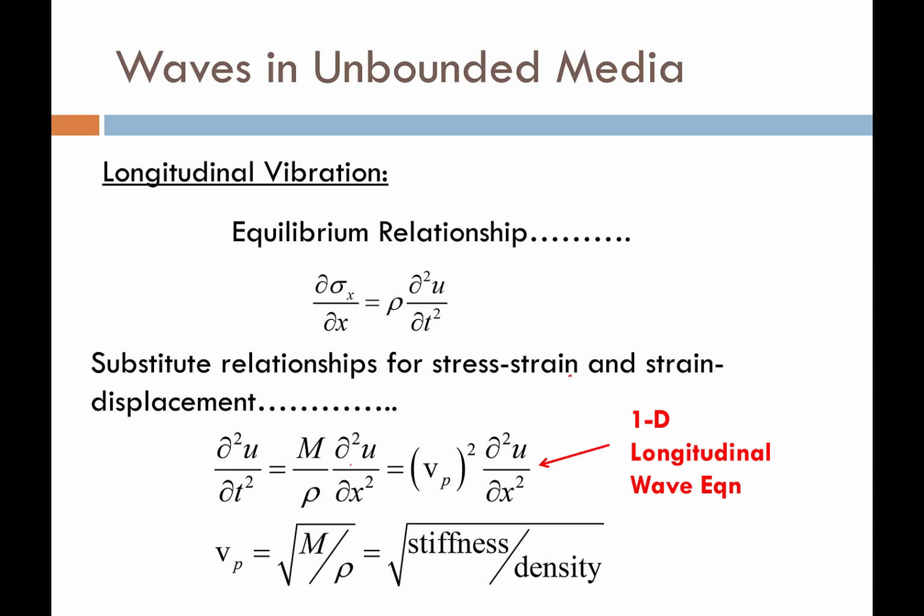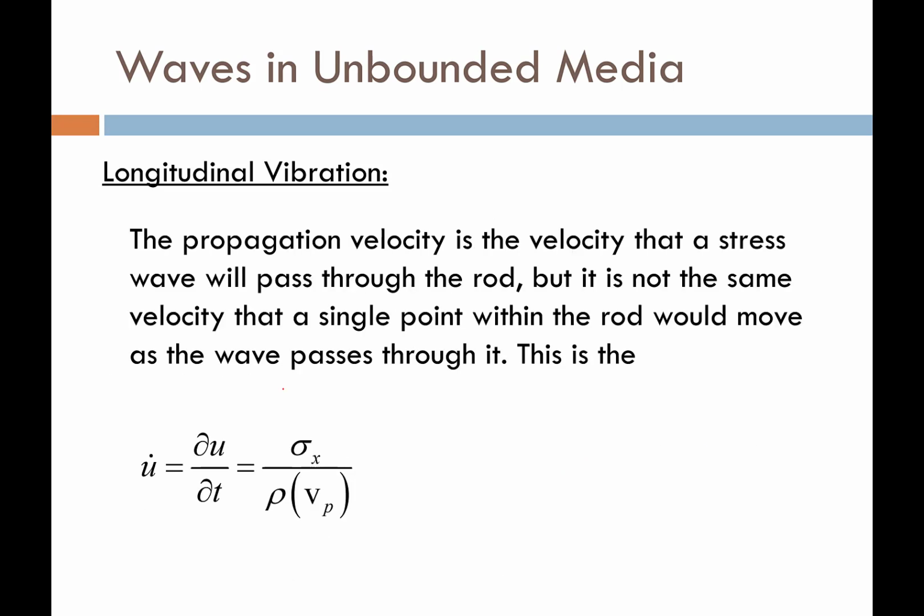So this equation right here is what we call the one-dimensional longitudinal wave equation. And so you can see it has some double derivatives in it, and it relates displacement with time to displacement with location on the bar. So our two variables in the equation are time and location on the bar. And as we said before, V sub p is the propagation velocity. Now, this propagation velocity, that's the velocity that a compression stress wave will pass through the rod.